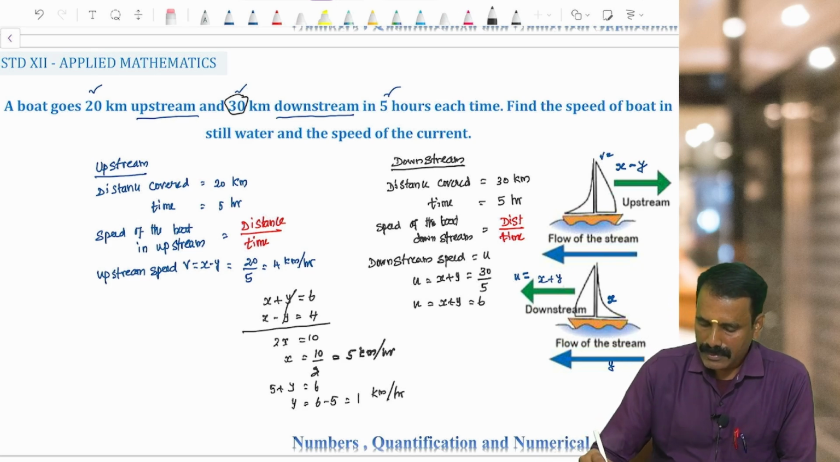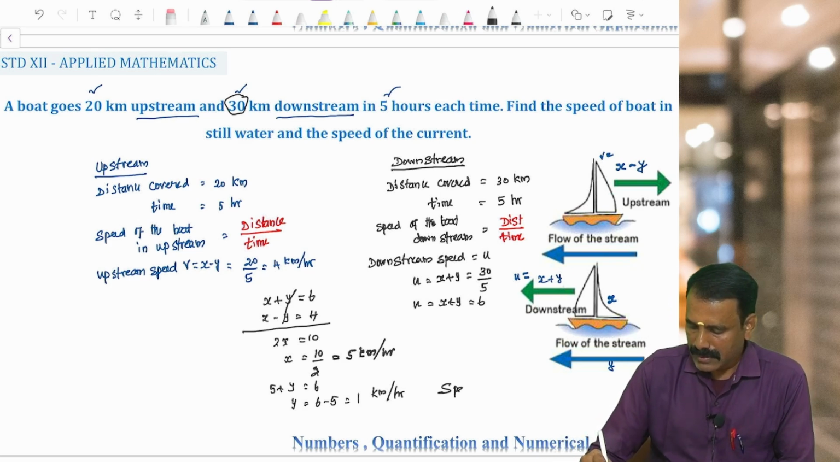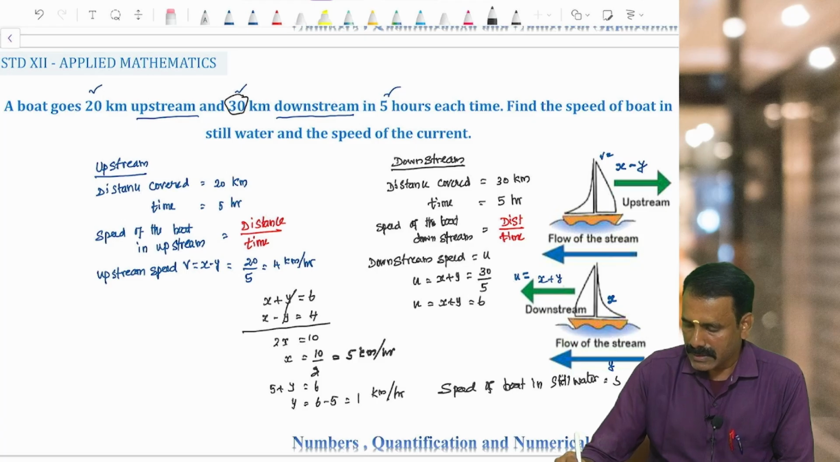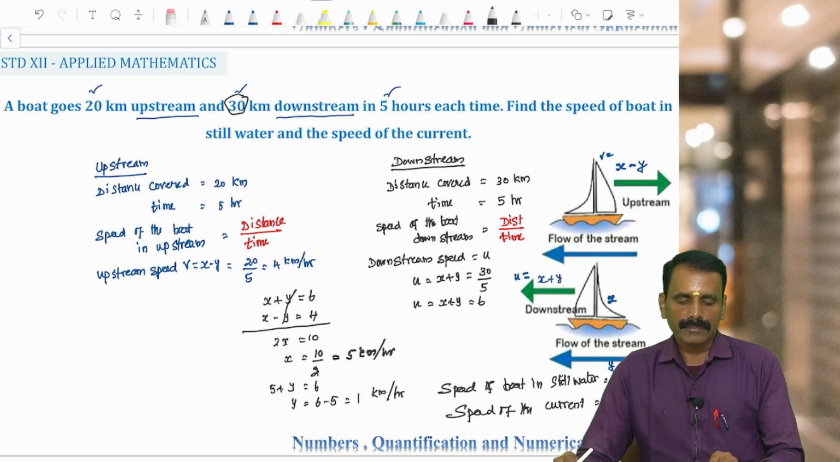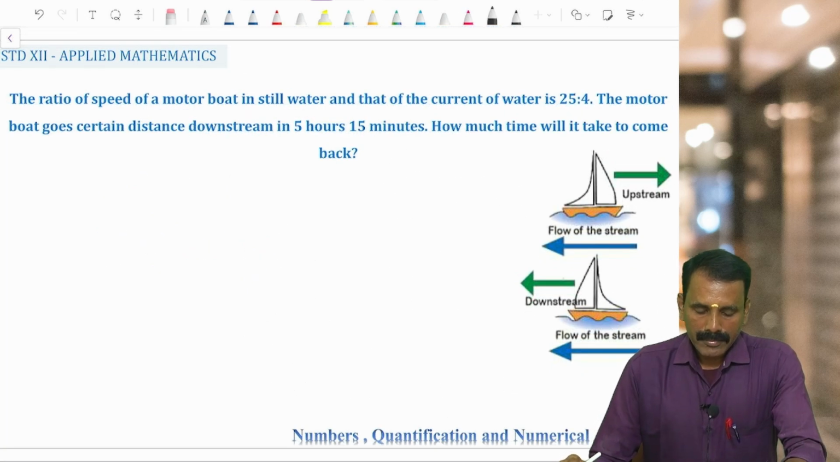So speed of the boat in still water is 5 kilometer per hour. Speed of the current is 1 kilometer per hour.